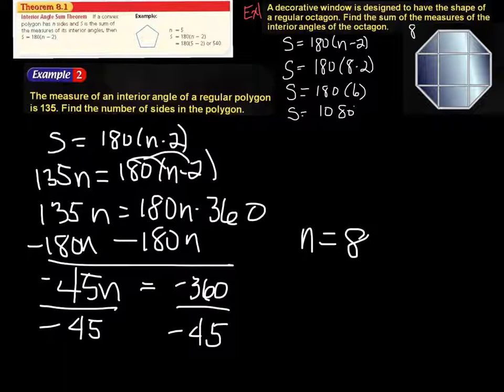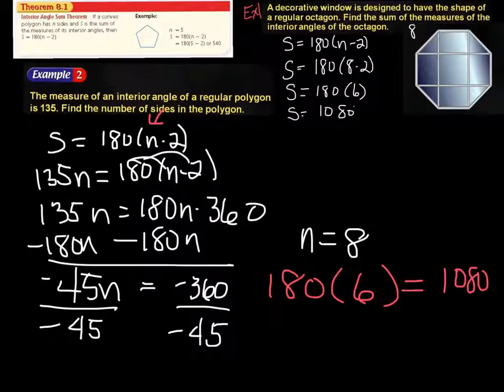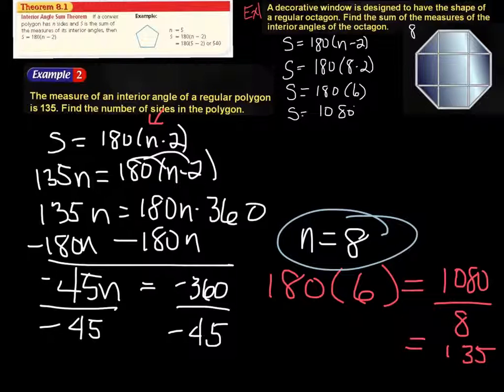And if you wanted to double check, you could substitute 8 back in for n, and we'd have 180 times 8 minus 2 is 6. And when you multiply, we get 1080. Since it's regular, that means all the angles are the same, so we could divide by 8, and sure enough, we get 135. That's just my check. So the actual answer was 8.